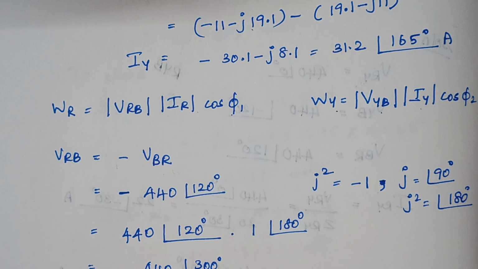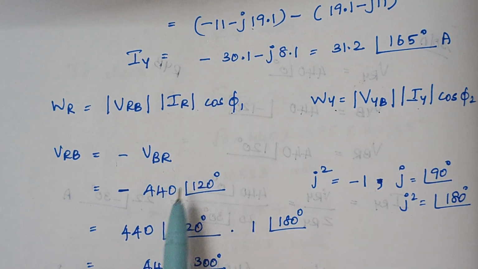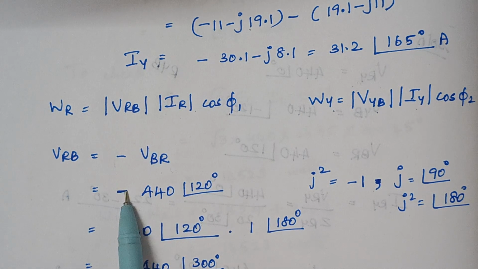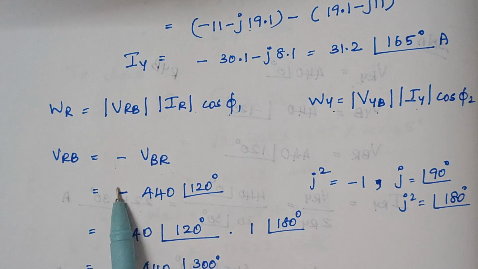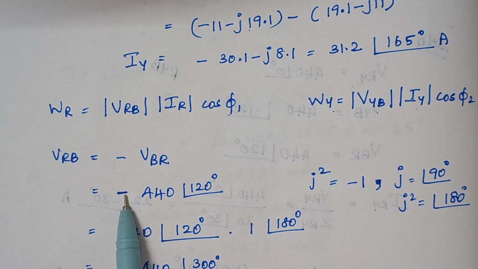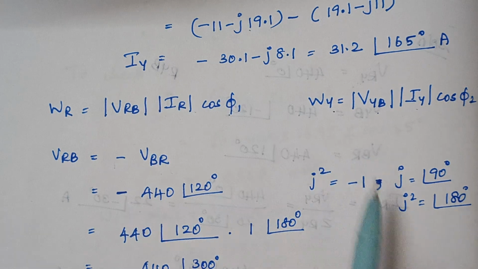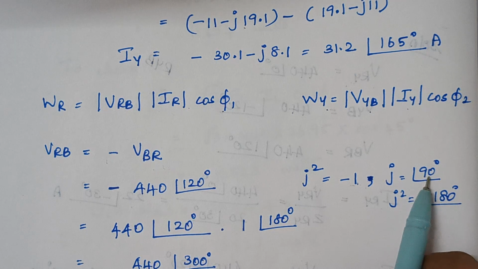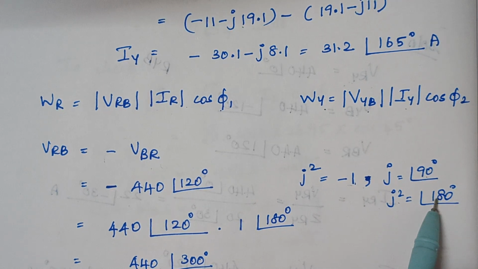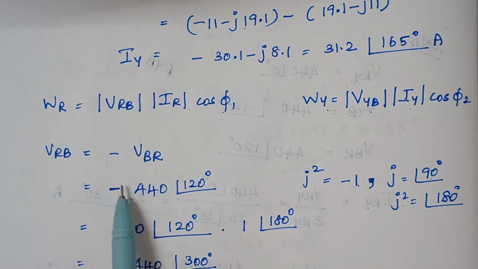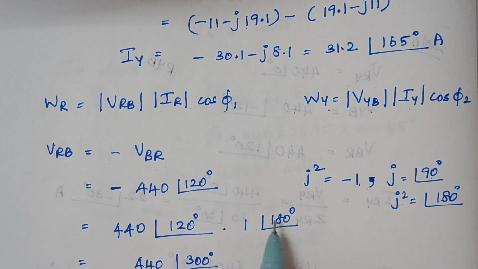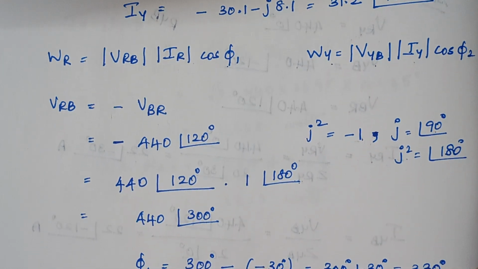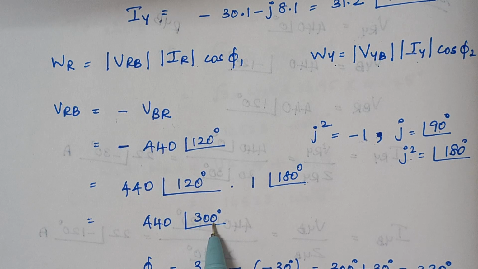In this case, the value of VBR is 440 with an angle of 120 degrees. Here there is a minus sign. This minus is nothing but minus 1, and this minus 1 is nothing but j square. A single j contributes an angle of 90 degrees. Therefore, j square will contribute 180 degrees. So instead of this minus 1, I am writing it as magnitude of 1 with an angle of 180. When you add 120 and 180, that gives an angle of 300 degrees.